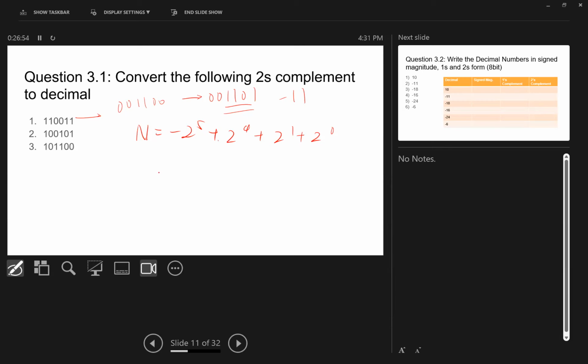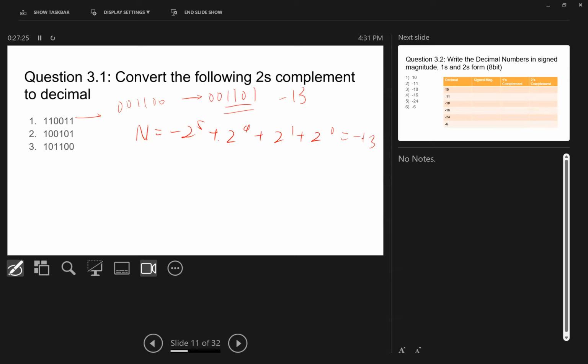And by using the uniform equation for the 2's complement number, we can still get -13, right? And we can do the similar things for the second and third representations. You can try it by yourselves. And that's question 3.2. You're going to write the decimal numbers in sign magnitude, 1's and 2's complement form.